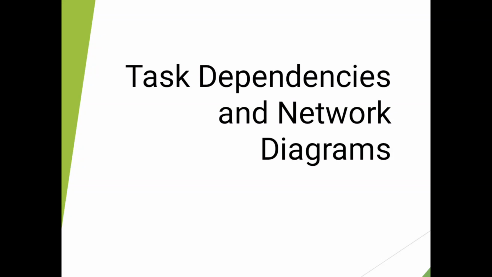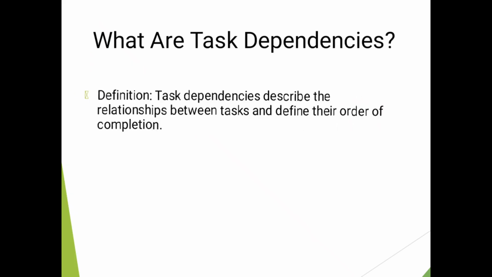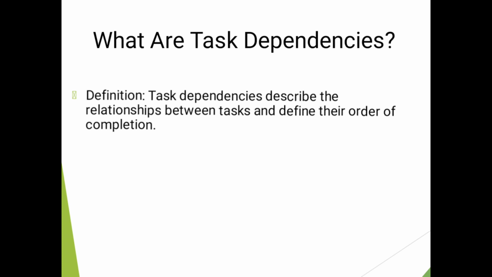We are still on project management, and right now we are going to discuss task dependencies and network diagrams. The first thing that we need to understand is what task dependencies are. Task dependencies describe the relationship between tasks and define their order of completion. So it talks about how tasks are related, and it also talks about the order, to say which task is going to start first, then which one is going to come next.